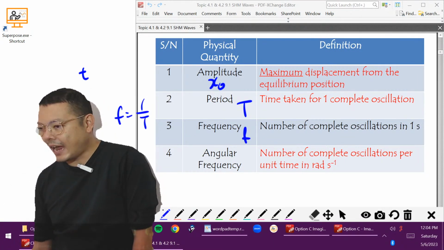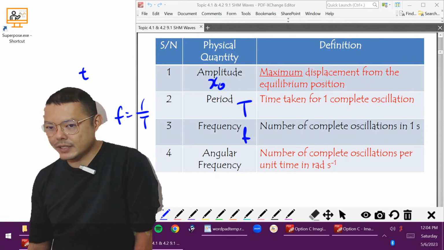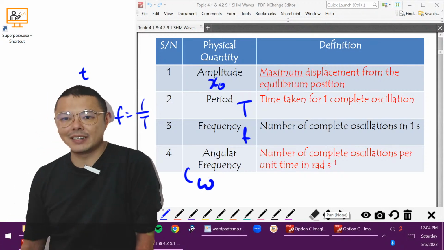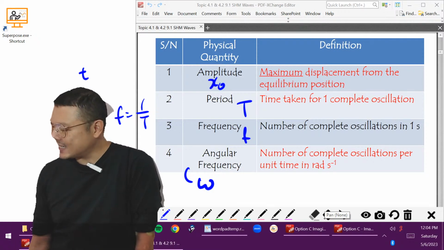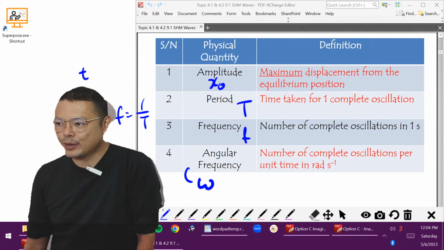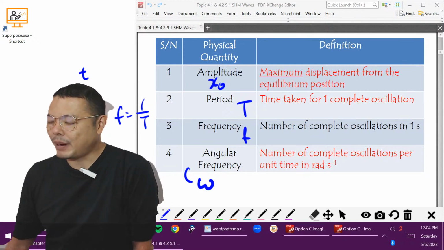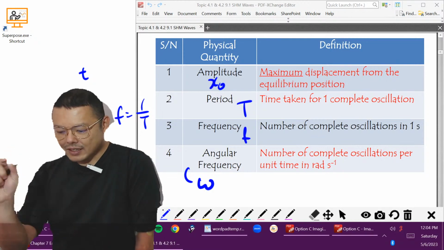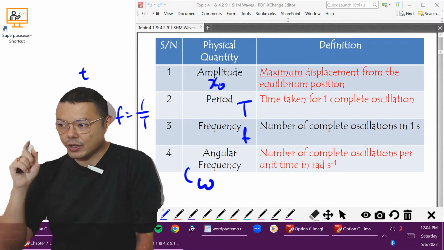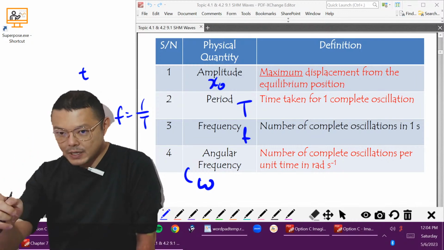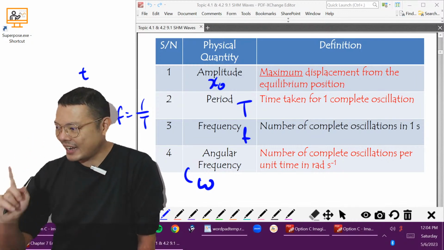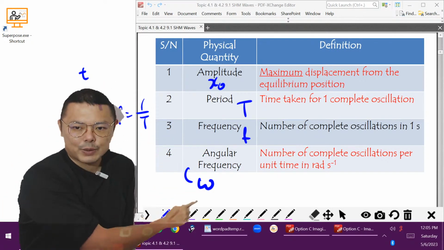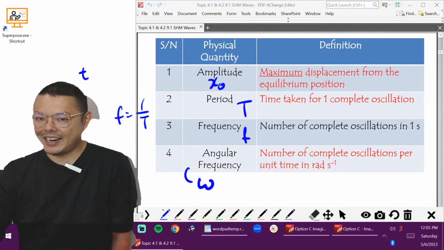And then you have this thing called angular frequency. The symbol is omega. So where else did you see omega not too long ago? Circular motion. In circular motion, omega was called angular velocity, or angular speed. In this chapter, you cannot call it angular speed. You cannot call it angular velocity. You can only call it angular frequency.